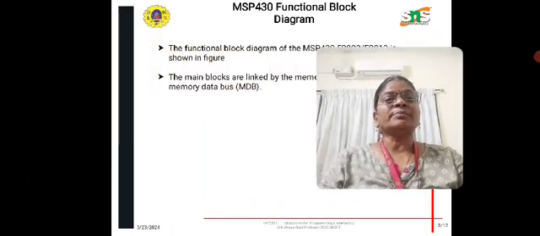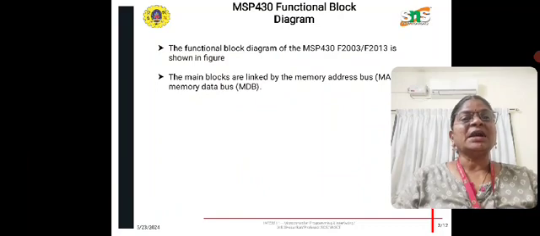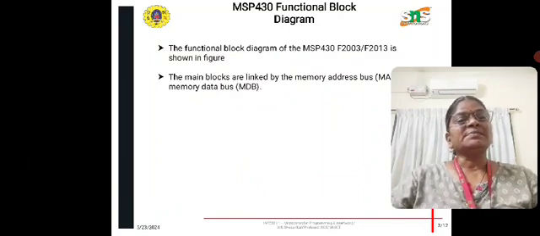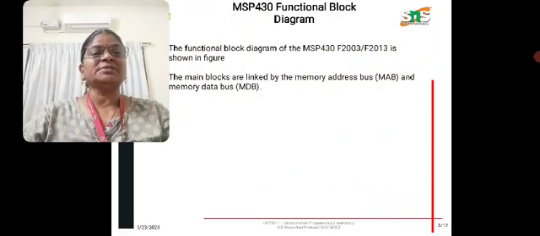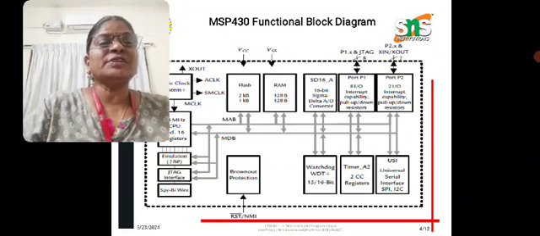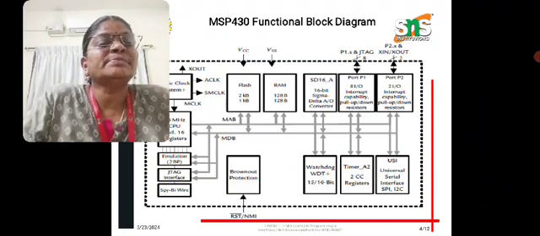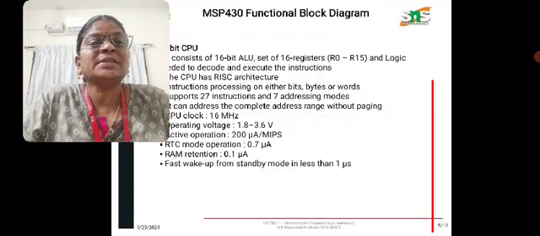The functional block diagram consists of two main concepts. First, it is linked by the memory address bus and memory data bus, which you may know as MAB and MDB, right? So this is the main functional block diagram of MSP430. You can see the various blocks and the main blocks of MSP430. Each block can be explained now.